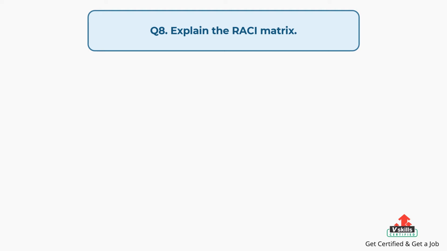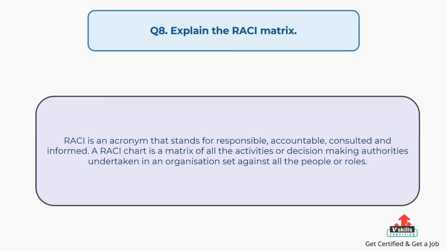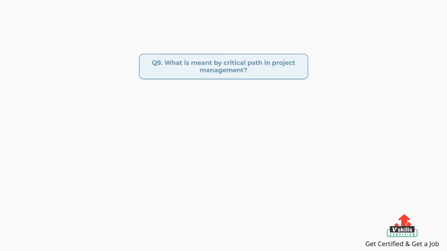Question number 8. Explain the RACI matrix. The answer is, RACI is an acronym that stands for responsible, accountable, consulted and informed. A RACI chart is a matrix of all the activities or decision-making authorities undertaken in an organization set against all the people or roles.